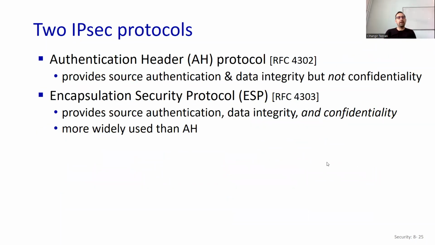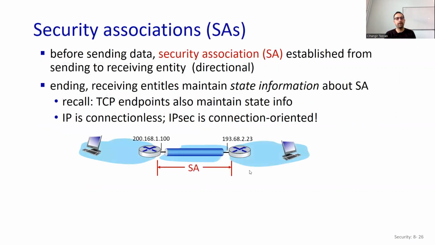So there are two IPsec protocols. One of them is shortened as AH, and the other one is ESP. The Authentication Header protocol provides source authentication and data integrity, but not confidentiality. So this is not much used. But the Encapsulating Security Payload protocol provides source authentication, data integrity, and confidentiality. So this is why it is more widely used than the AH protocol.